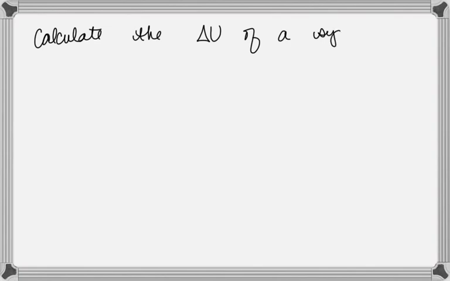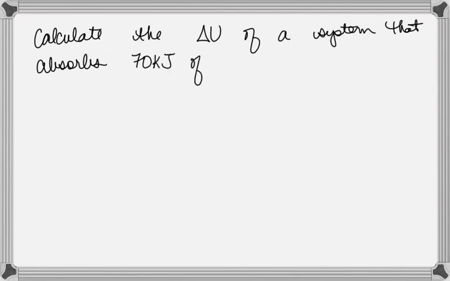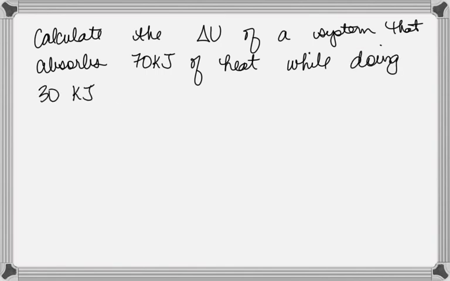So, for example, calculate the change in internal energy, and I'm going to abbreviate that, of a system that absorbs 70 kilojoules of heat while doing 30 kilojoules of work.